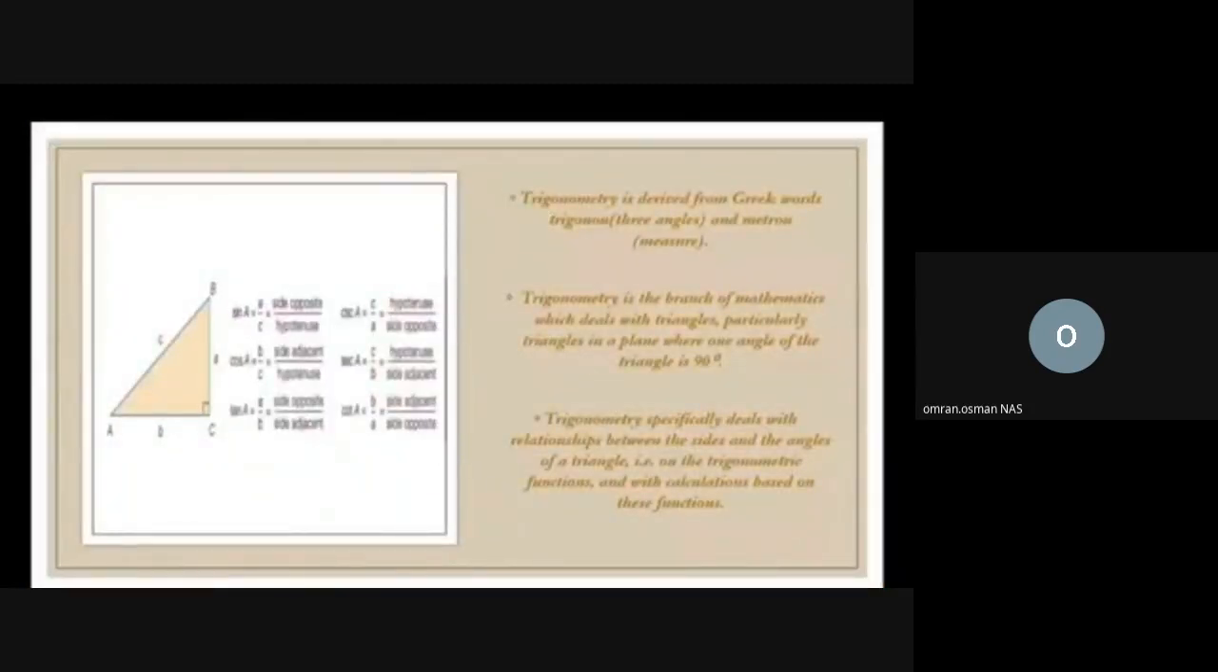Trigonometry is derived from the Greek words trigonon, meaning three angles, and metron, meaning measure. Trigonometry is the branch of mathematics which deals with triangles, particularly triangles in a plane where one angle of the triangle is 90 degrees. Trigonometry specifically deals with relationships between the sides and the angles of a triangle on the trigonometric functions and with calculations based on these functions.